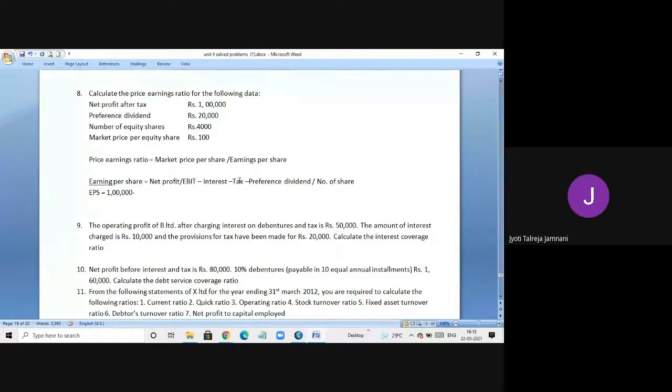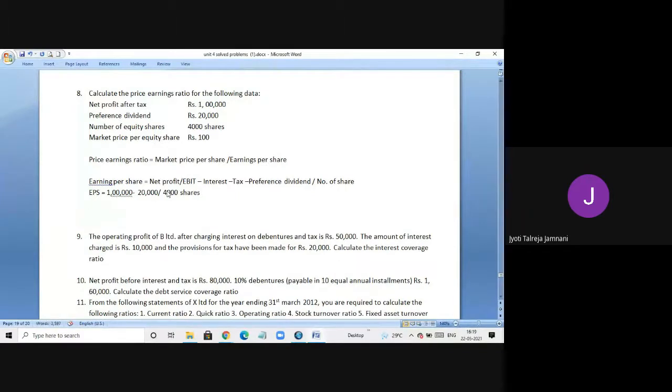So interest, tax already paid. What remains is preference dividend. They've given you preference dividend is 20,000. So from that 1 lakh we'll minus the preference dividend 20,000. We'll get the earnings available to equity shareholders divided by number of equity shares. So there are, this is not rupees 4,000, sorry. It is 4,000 shares, because we are talking about number of shares, not in amount. So divided by 4,000 shares, we'll get the EPS as 80,000 divided by 4,000, which comes to 20 rupees.